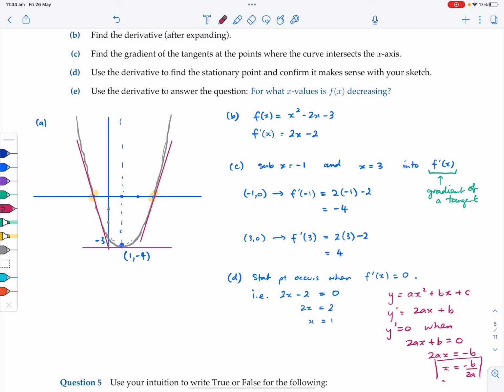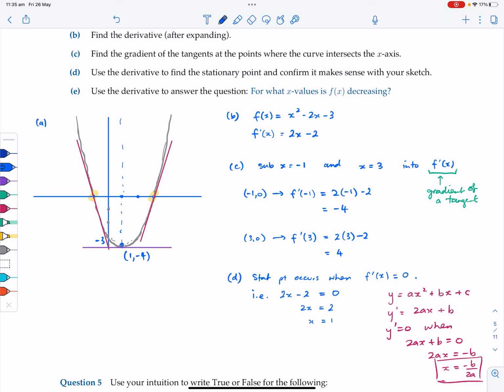Where have you seen that before? The axis of symmetry. That's how we know the axis of symmetry of a parabola is -b over 2a, right? Because we can use differentiation to know where the turning point occurs.